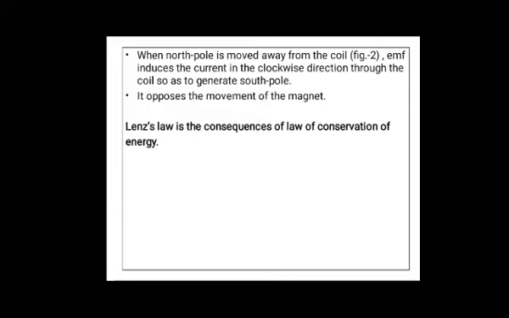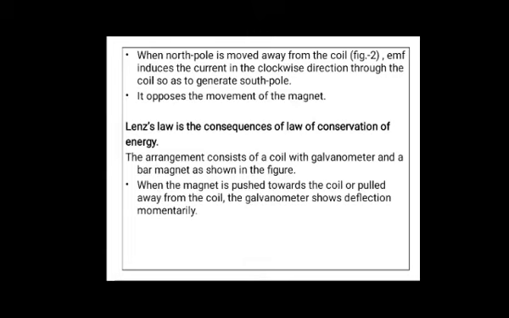Now based on this only, we can take Lenz's law as a consequence of the law of conservation of energy. Here again you have to take the same thing, that is the coil and the magnet. I have not drawn the diagram again; to explain this you can take the same diagram. Directly I have written the explanation here. The arrangement consists of a coil with a galvanometer and a bar magnet as shown in the first diagram. First diagram means which one? The magnet and coil experiment. That diagram only you can repeat here.